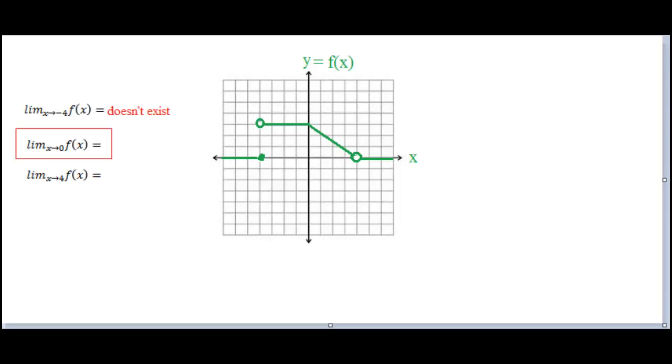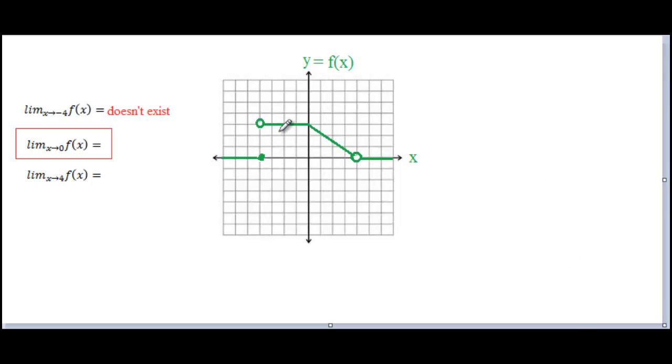Look at the second problem. Now x is approaching 0. What happens to the bug as it approaches 0 from the left and from the right? You might want to stop the video for a moment and see if you can figure that out for yourself.